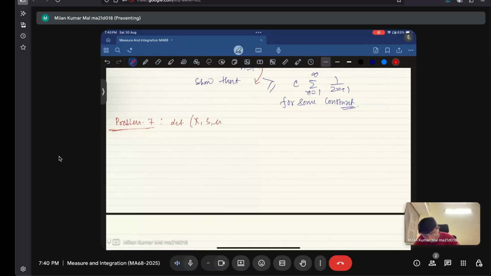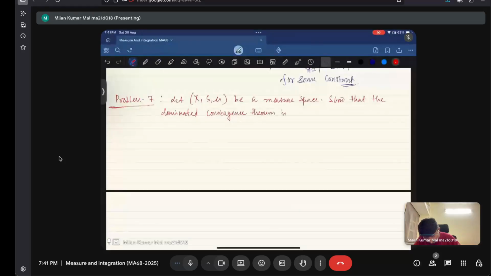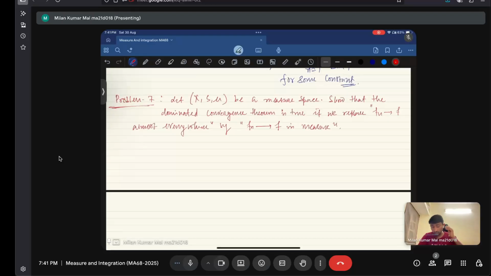Let (X, S, mu) be a measure space. The dominated convergence theorem is true if we replace "fn converges to f almost everywhere" by "fn converges to f in measure." So that means what we have to prove.